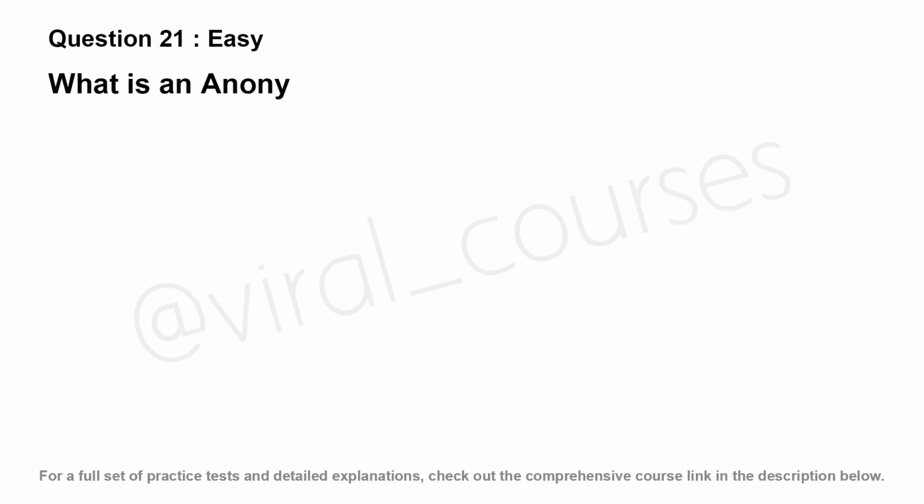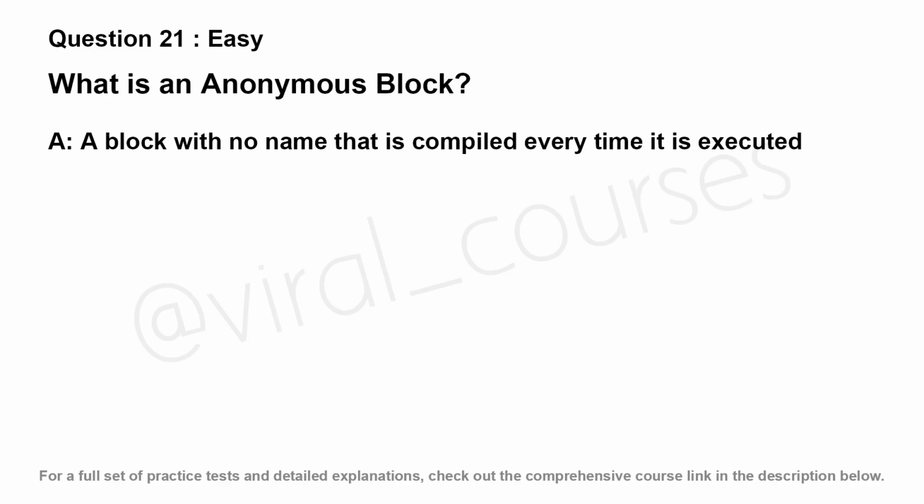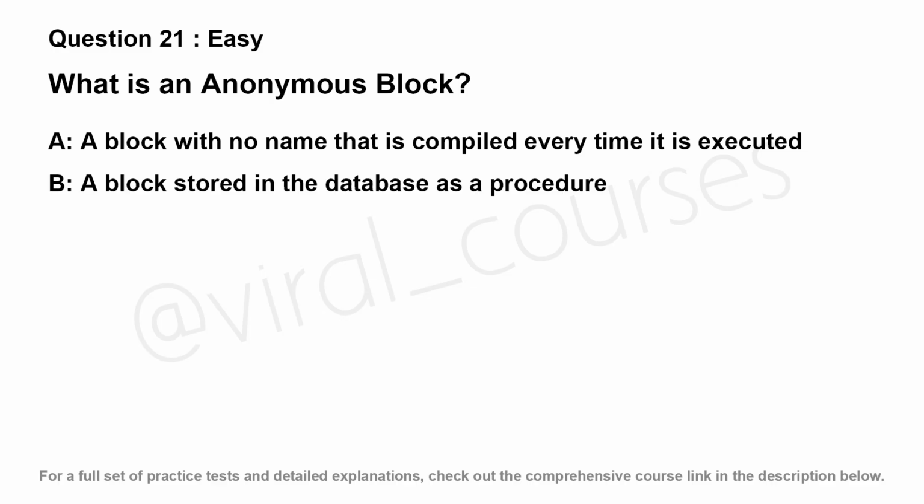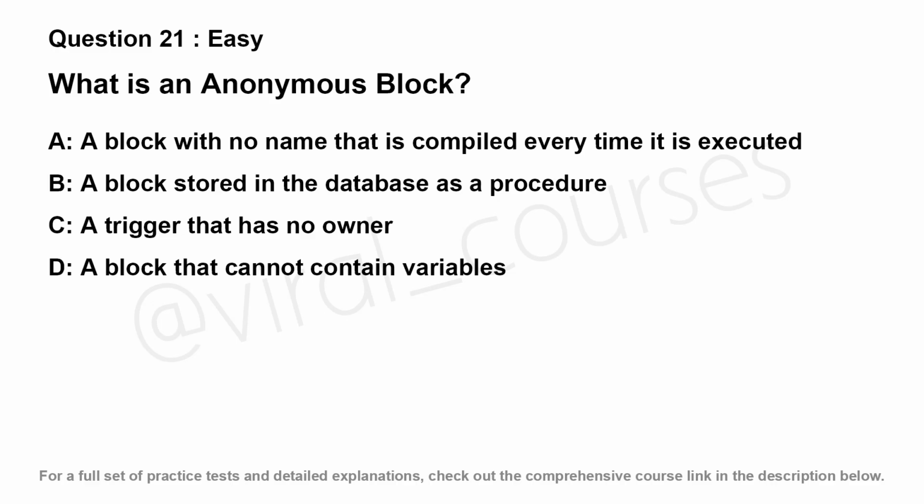What is an anonymous block? Option A. A block with no name that is compiled every time it is executed. Option B. A block stored in the database as a procedure. Option C. A trigger that has no owner. Option D. A block that cannot contain variables.